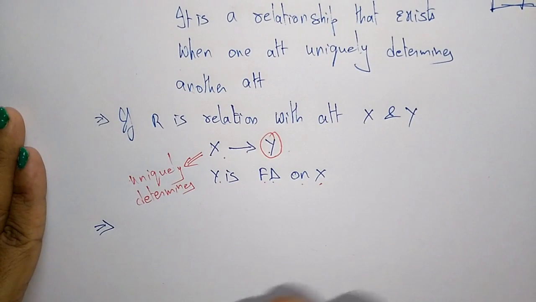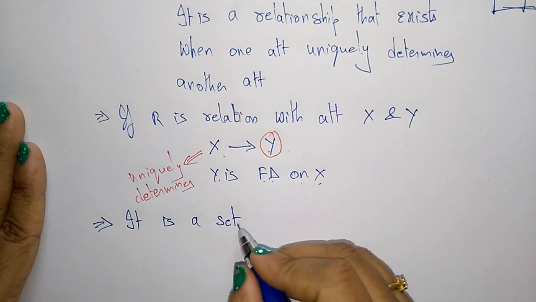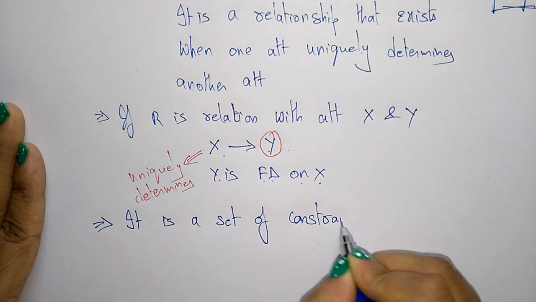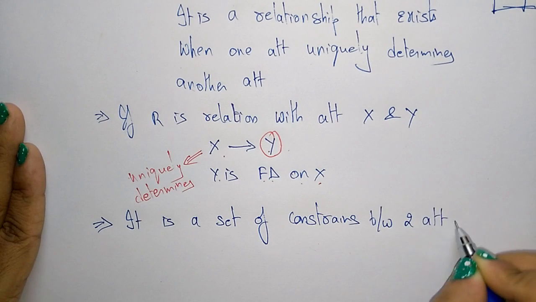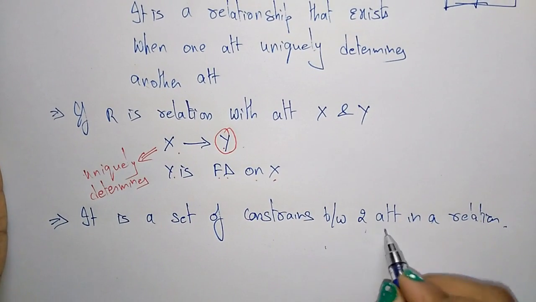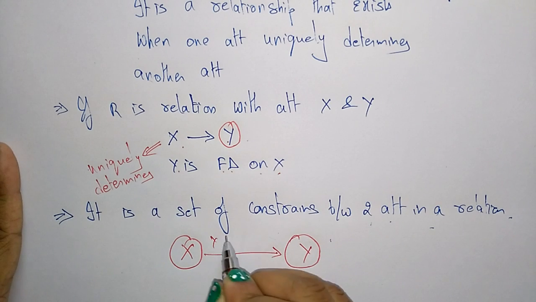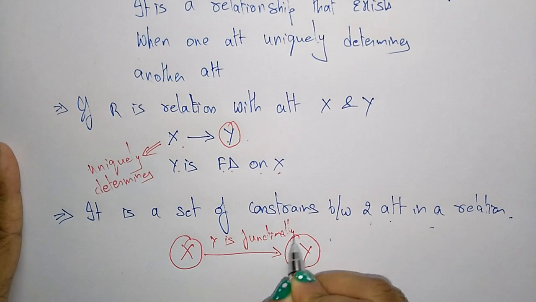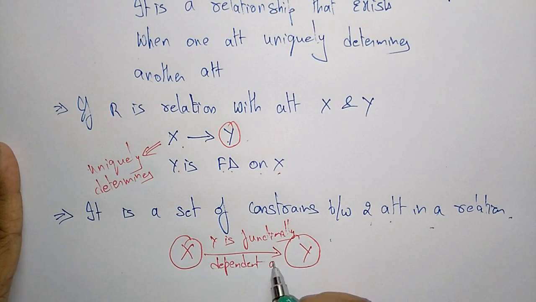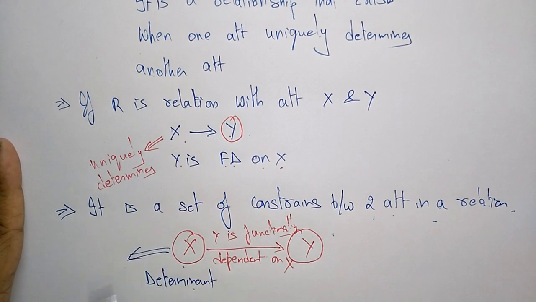Let me take one more. A functional dependency is a set of constraints between two attributes in a relation. You can also say that it is a set of constraints, meaning some rules, between two attributes in a relation. That is, this is the X attribute and this is the Y attribute, so Y is functionally dependent on the X attribute. Here X is always the determinant. It determines the other attribute. So you call X a determinant, which is nothing but an identification key.